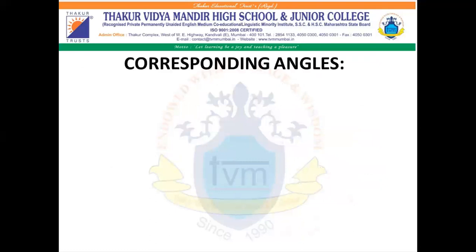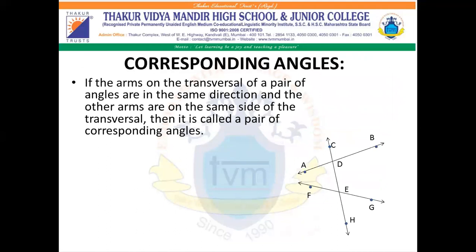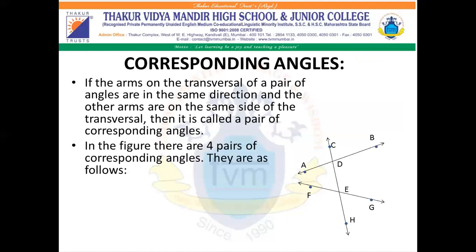Corresponding angles. If the arms on the transversal of a pair of angles are in the same direction and the other arms are on the same side of the transversal, then it is called a pair of corresponding angles. In the figure, there are 4 pairs of corresponding angles.